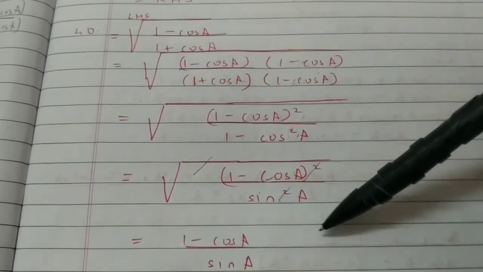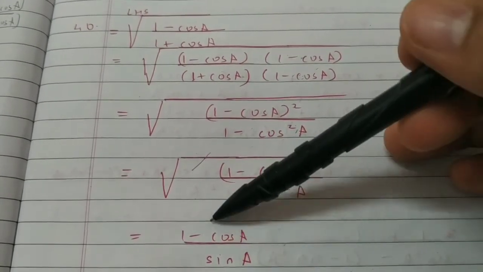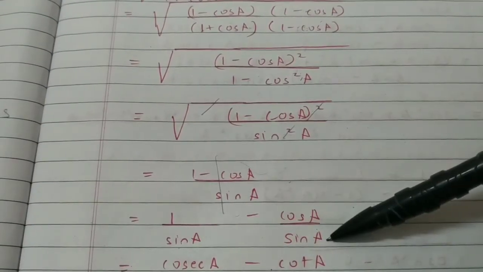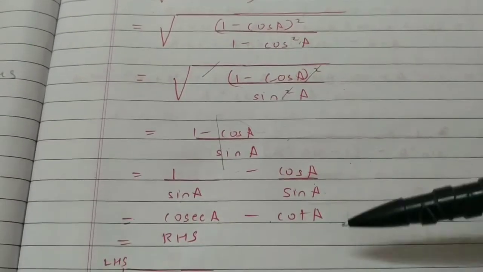Now that the root is gone, it's easy to solve this further. Just split it into two fractions. You get 1 upon sine A minus cos A upon sine A. And that is equal to the RHS.